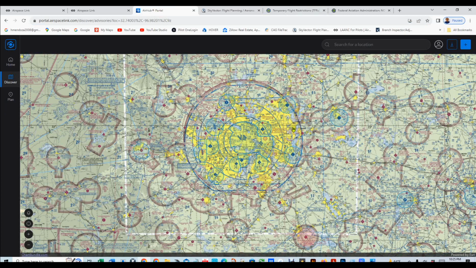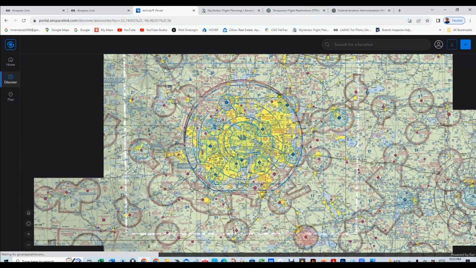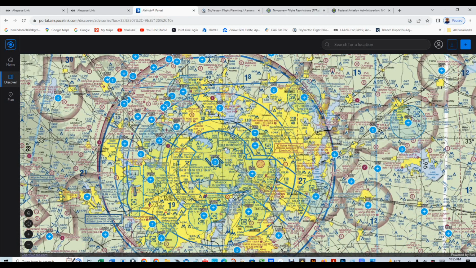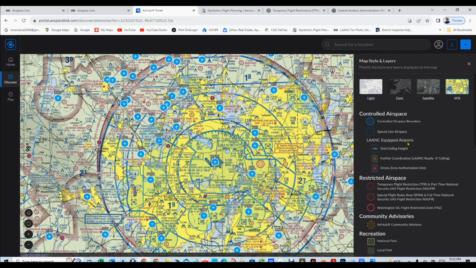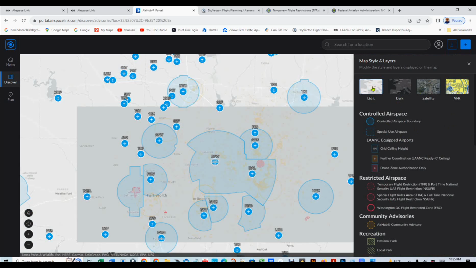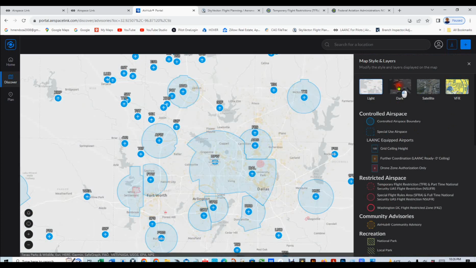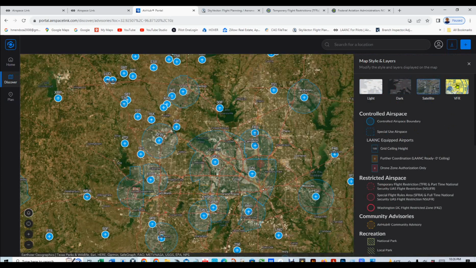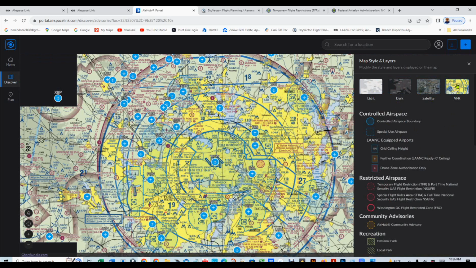AirHub, this is the Dallas-Fort Worth area, and it's a little bit harder to read because it's not as sharp as SkyVector. There are different ways of looking at SkyVector. You see this right here? If I click here, this little box comes up, and you can view it light, dark, sky light, satellite, and VFR.